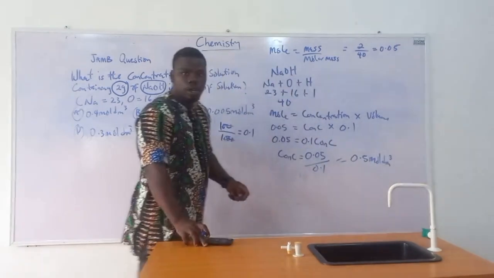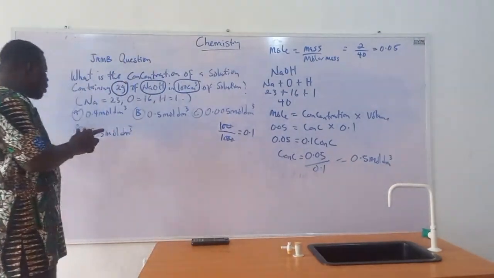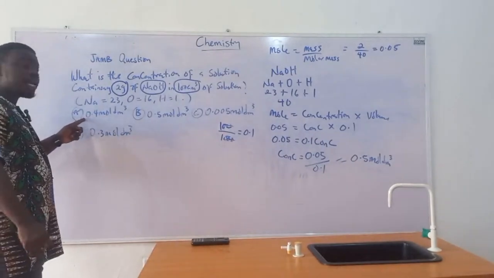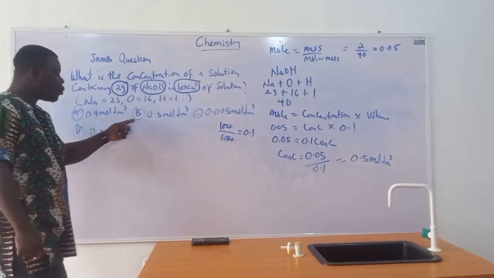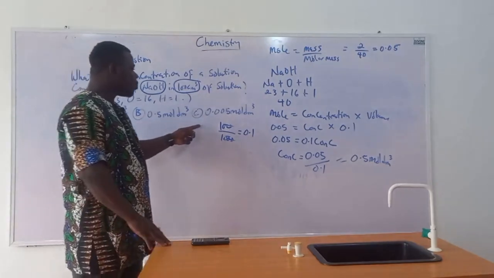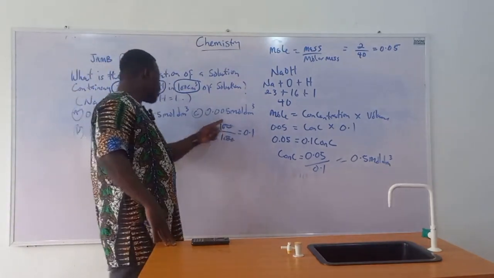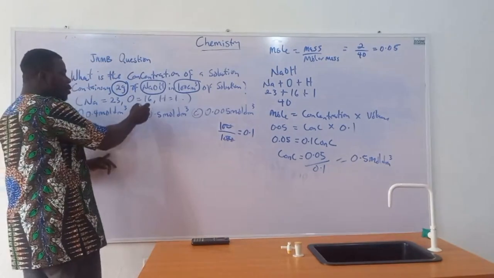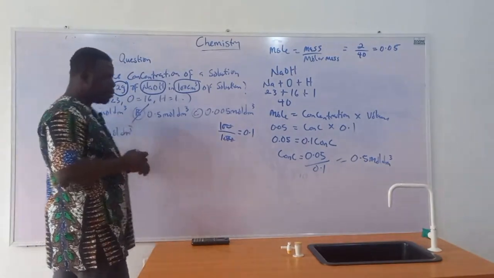Now, if you look at the options, jump question, they give us number 1, A is 0.4 mole per dm cube, B is 0.5 mole per dm cube, C is 0.6 mole per dm cube, then D is 0.3 mole per dm cube. Of course, our answer is B, smash.